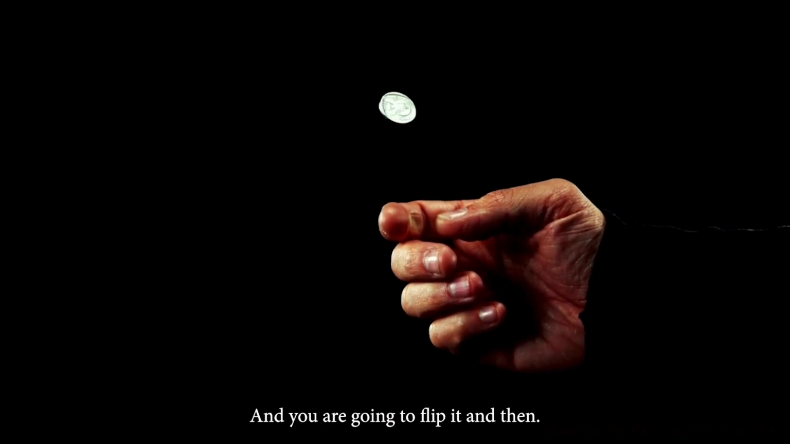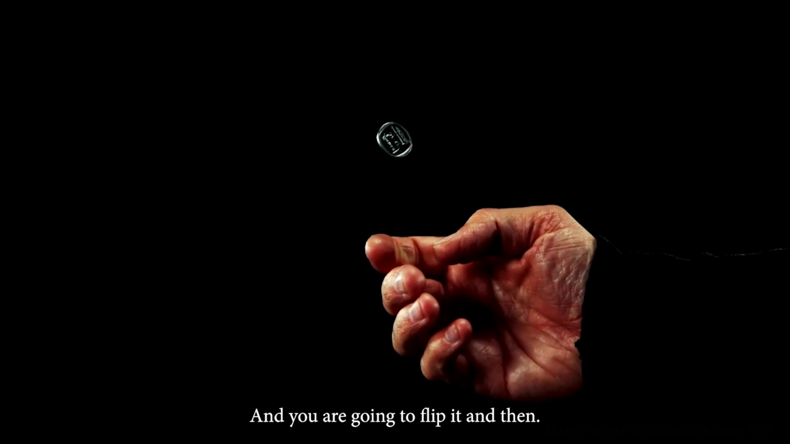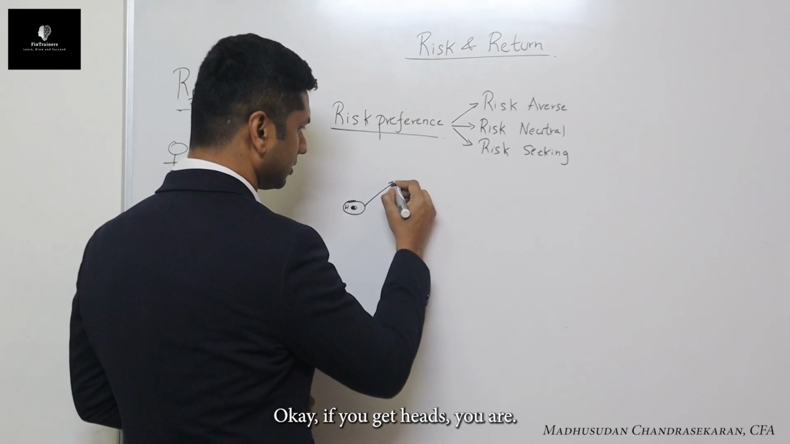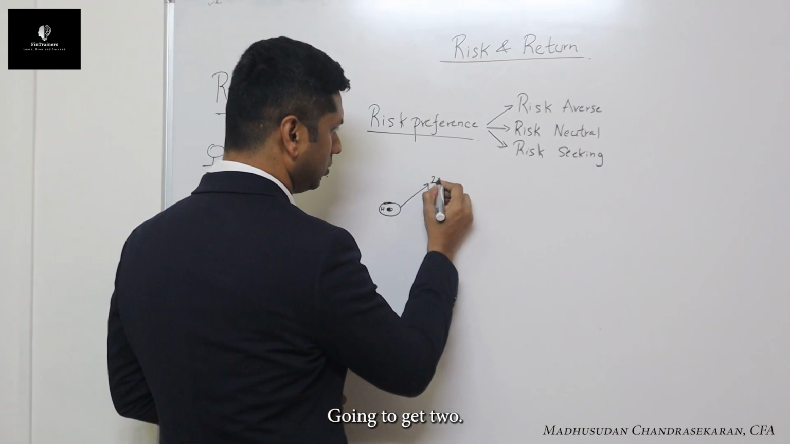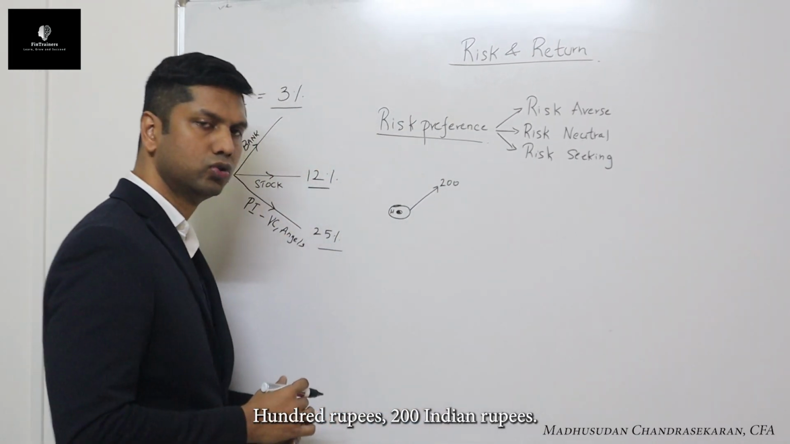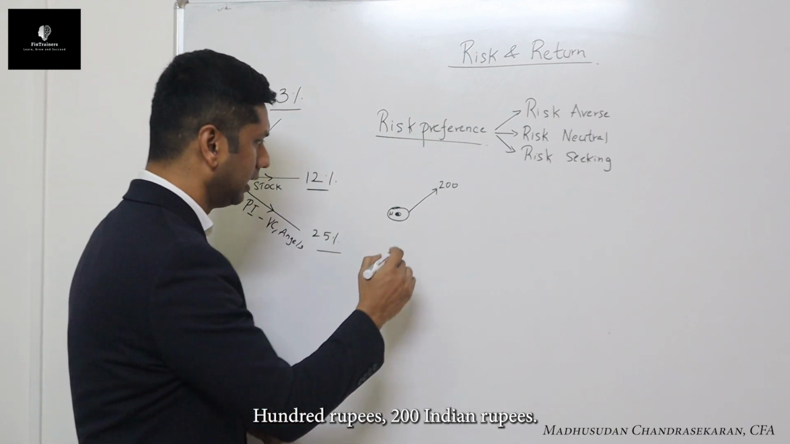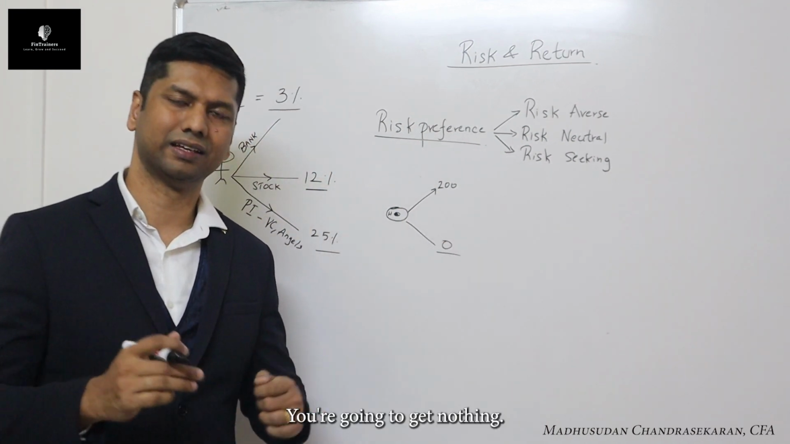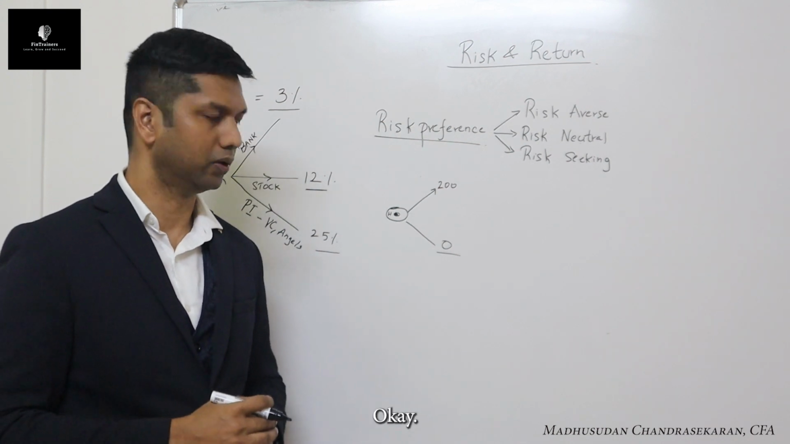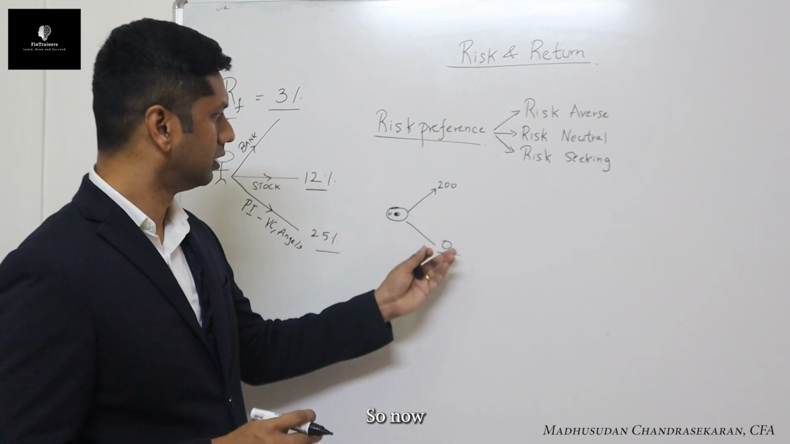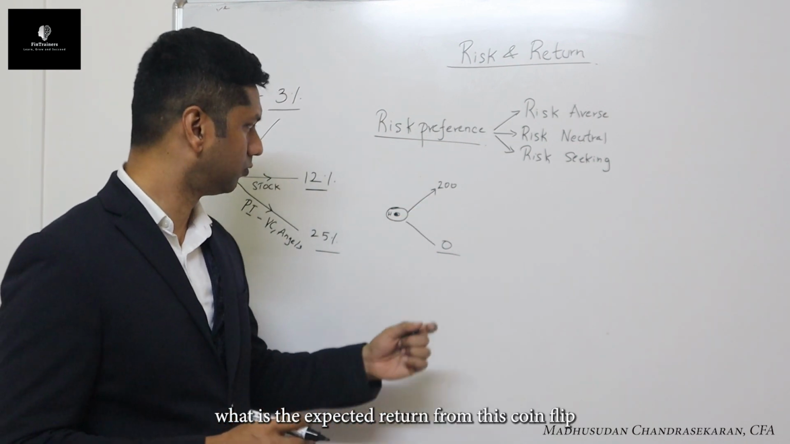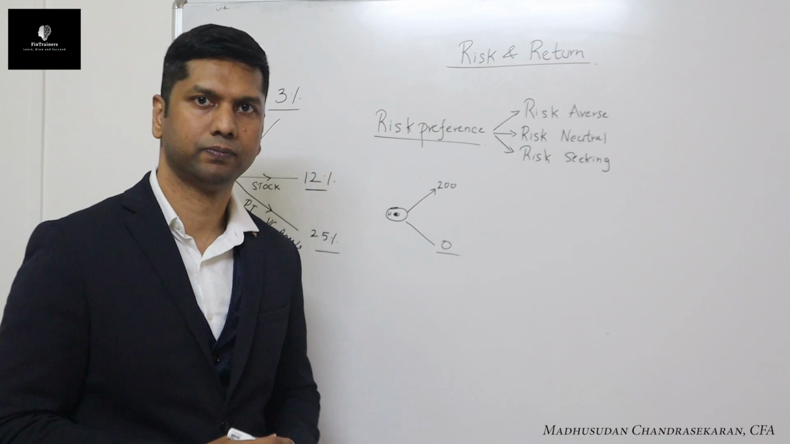And you are going to flip it, and then someone is telling you, okay, if you get heads, you are going to get 200 rupees, 200 Indian rupees. And if you get a tails, you're going to get nothing. Okay. So now, what is the expected return from this coin flip?